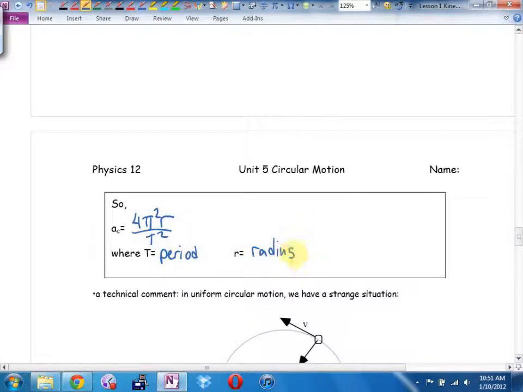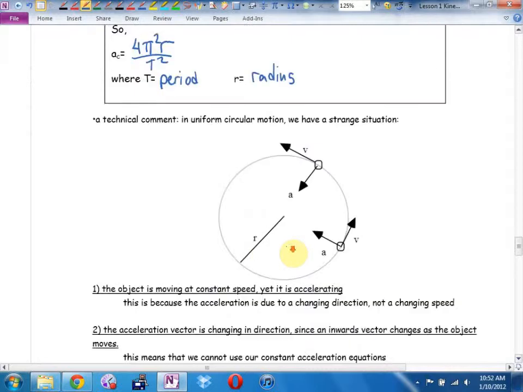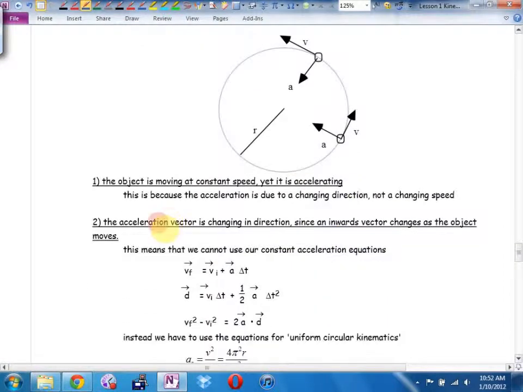Technical comment: in uniform circular motion, we have a strange situation. The object is moving at a constant speed, but it's also accelerating because its direction is changing. The acceleration direction is changing all the time. Right now, the acceleration is kind of down and left. Right now, the acceleration is up and left. It's always towards the center, but because you're moving around the circle, the direction towards the center is changing all the time. This means, unfortunately, we can't use these anymore. We have to use circular acceleration and circular velocity, speed.